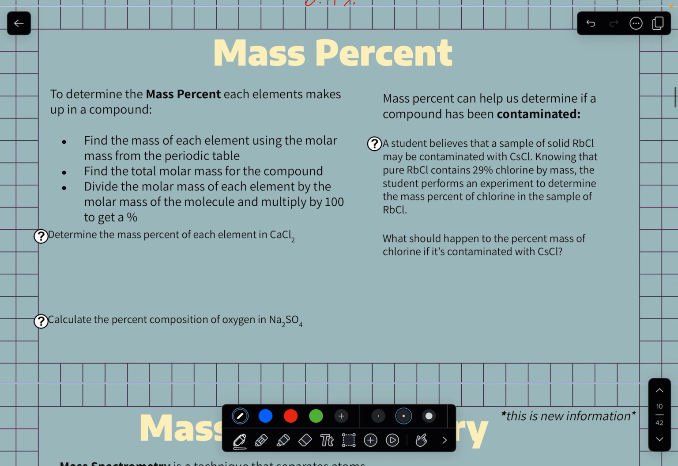Okay. So when we're looking at mass percent, we're looking at the element in a compound. To do this, we're going to follow a few steps that are listed here. We're going to find the mass of each element using the molar mass from the periodic table, find the total molar mass of the compound, and divide the molar mass of the element by the molar mass of the compound, and then multiply by 100 to get a percentage.